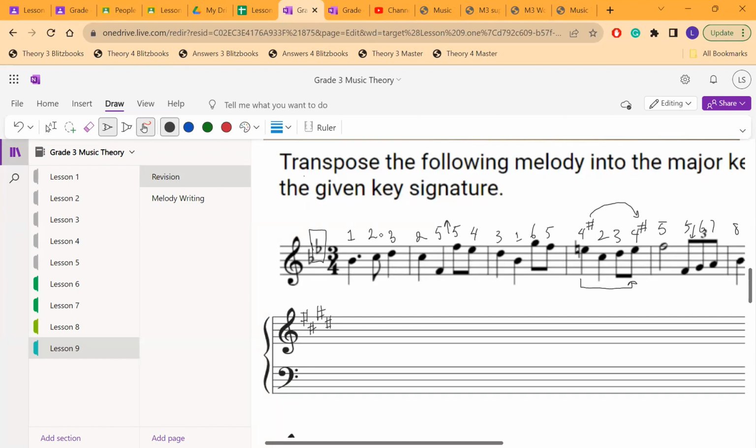Let's see. We haven't done this yet, but if you were to do this the intervals way, B flat to E flat is in the chart. So maybe instead 6 semitones.